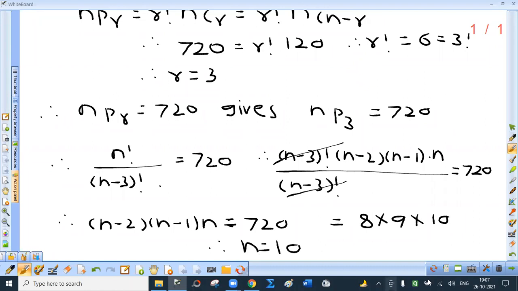So you have to write the answer separately. r equal to 3 and n equal to 10. Now this is correct. I'm sorry, this is nPr and not nCr, so not into 3 factorial. Now this is correct.